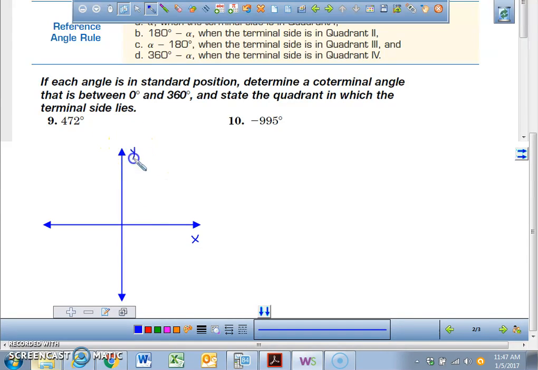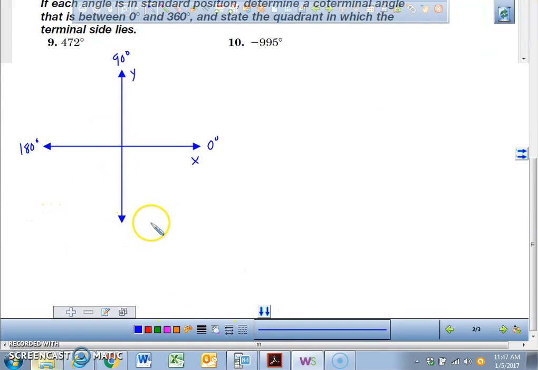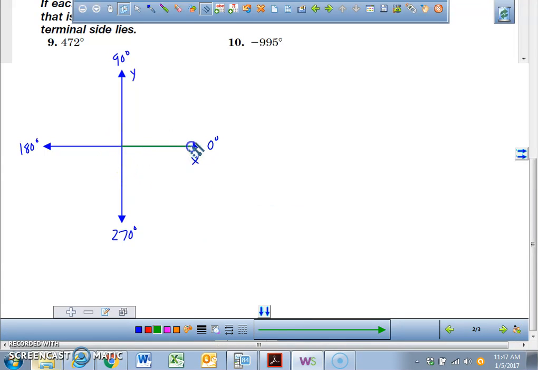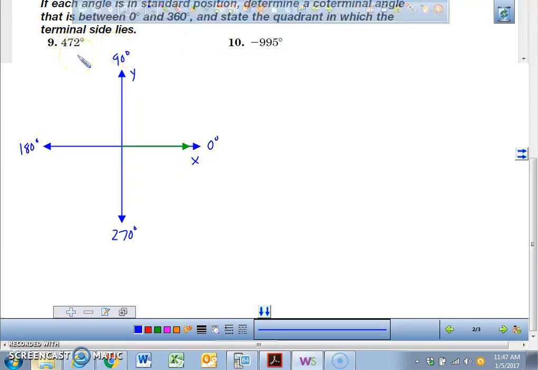So we have x, we have y, we have 0 degrees, 90 degrees. Are they the same every time? Yes, if you're going in a positive direction. And 270. We always start at the exact same place right here on the x-axis. But if you go 472 degrees, you actually go a whole rotation, a full revolution, and then an additional part more. That additional part is the part that you need.